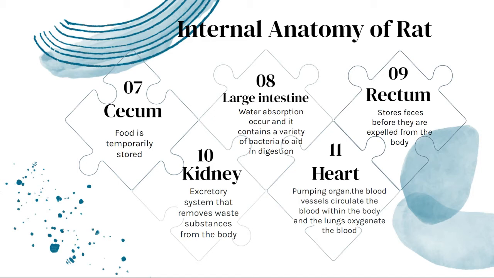The kidney is the primary organ of the excretory system. These kidneys are large bean-shaped structures located toward the back of the abdominal cavity on either side of the spine. Renal arteries and veins supply the kidneys with blood. The heart of a rat acts like a pumping organ where the blood vessels circulate the blood within the body, and the lungs oxygenate the blood.